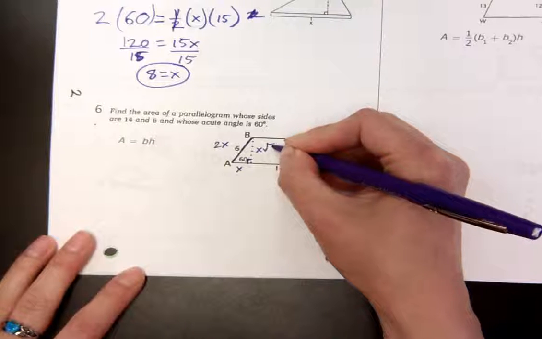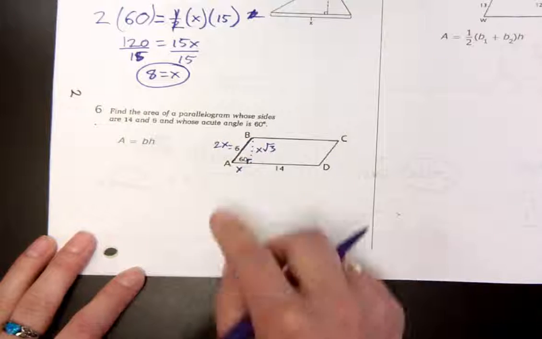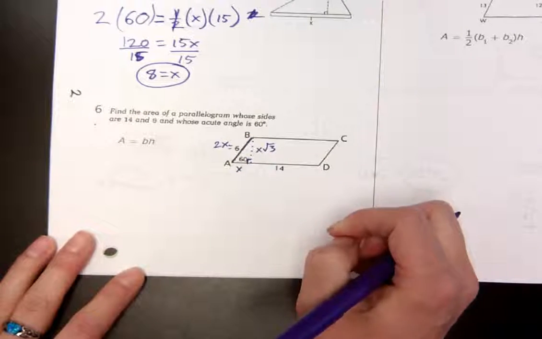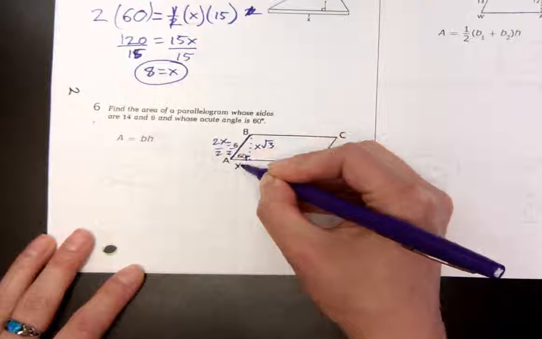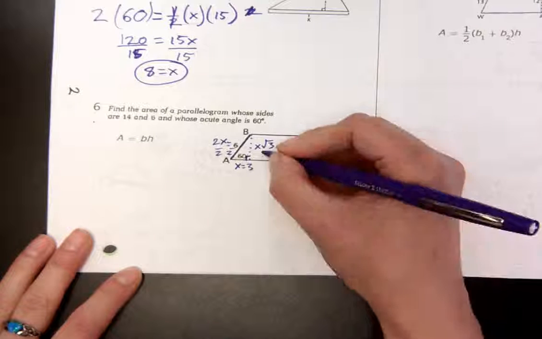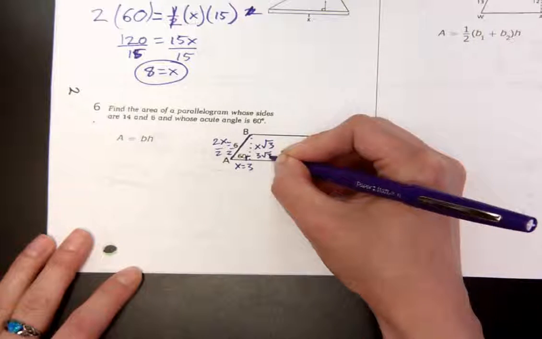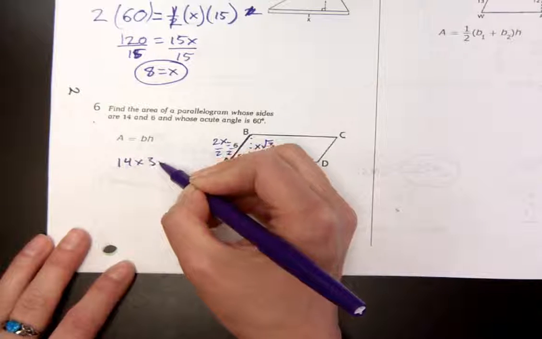X root 3. And so, if 2x equals 6, what does x equal? 3. If 2x equals 6, then x equals 3. And so, x root 3 equals? 3 root 3. Okay. And so then we just do 14 times 3 root 3.